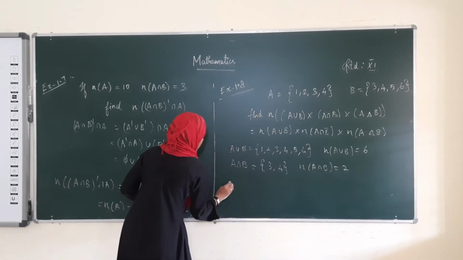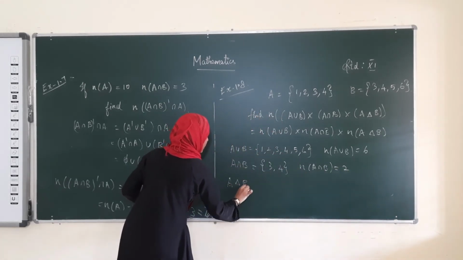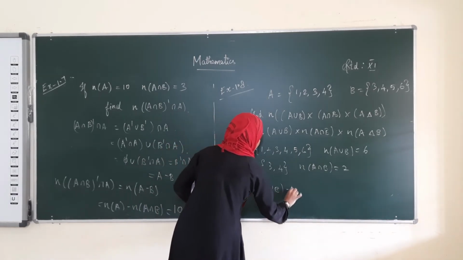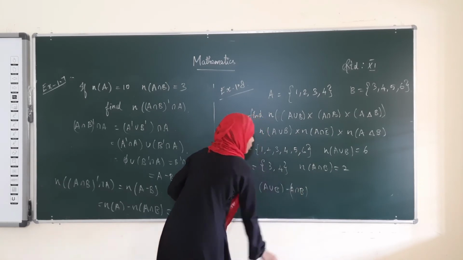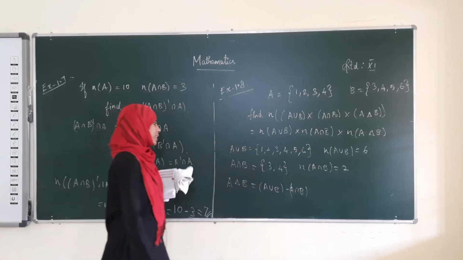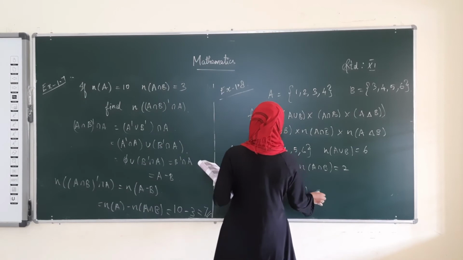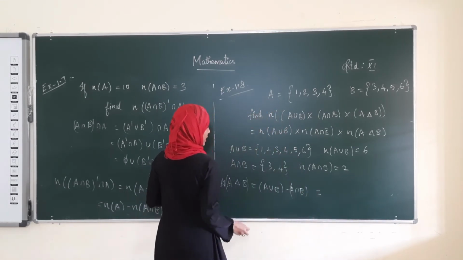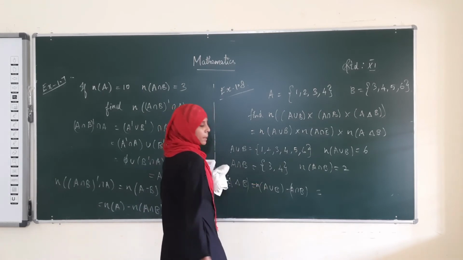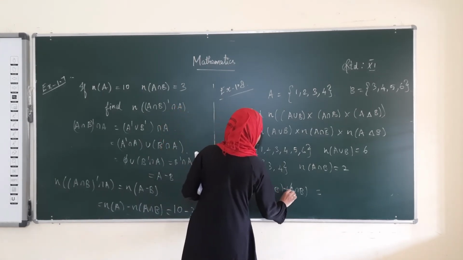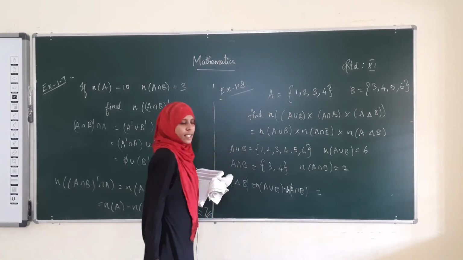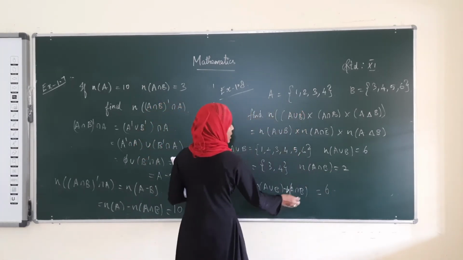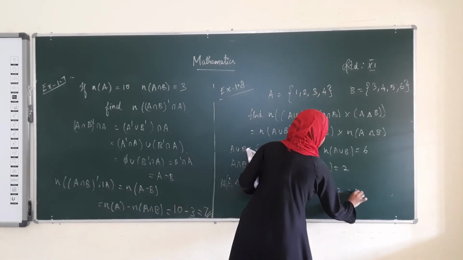Then, what is A symmetric difference B? It is equal to A union B minus A intersection B. This is the formula we learnt in the previous class. Therefore, n of A symmetric difference B is equal to n of A union B minus n of A intersection B. What is n of A union B? It is 6, and n of A intersection B is 2. Therefore, 6 minus 2 is equal to 4.